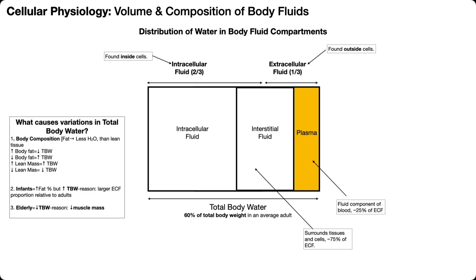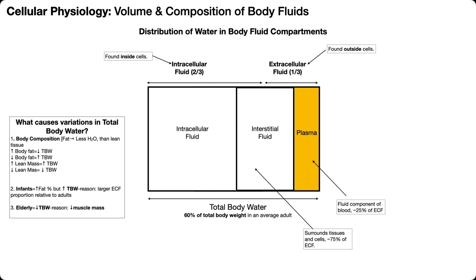We also have extracellular fluid, and that's going to account for about 1/3 of total body water, and extracellular, extra meaning outside cells. All right, and this is going to be found outside that cellular environment. All right, now we can divide this extracellular fluid into two main components.